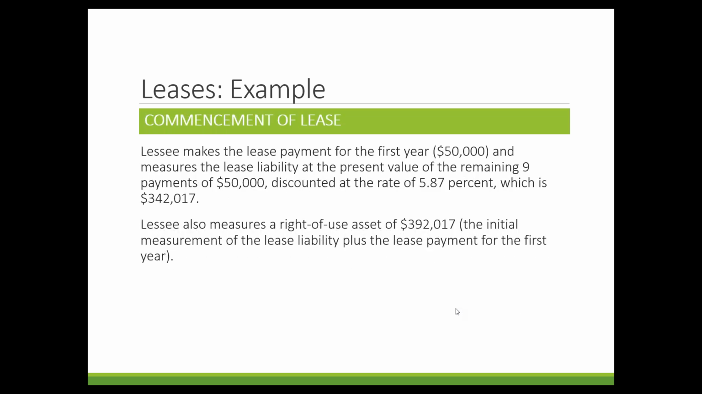The lessee makes lease payments for the first year of $50,000 and measures the lease liability at the present value of the remaining 9 payments of $50,000, discounted at the rate of 5.87%, which is $342,017. The lessee also measures the right of use asset of $392,017, which is the initial measurement of the lease liability plus the lease payment for the first year.